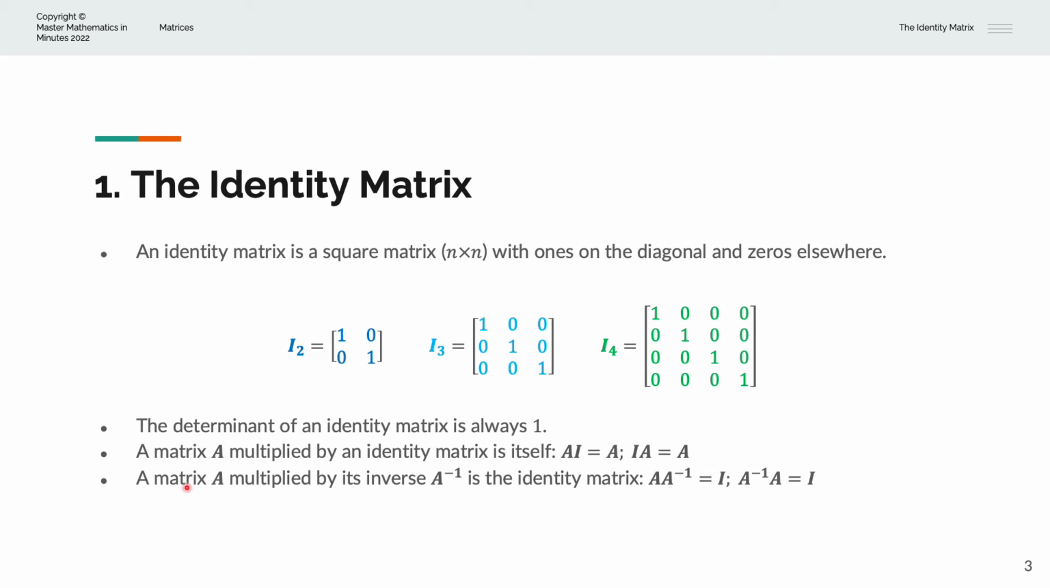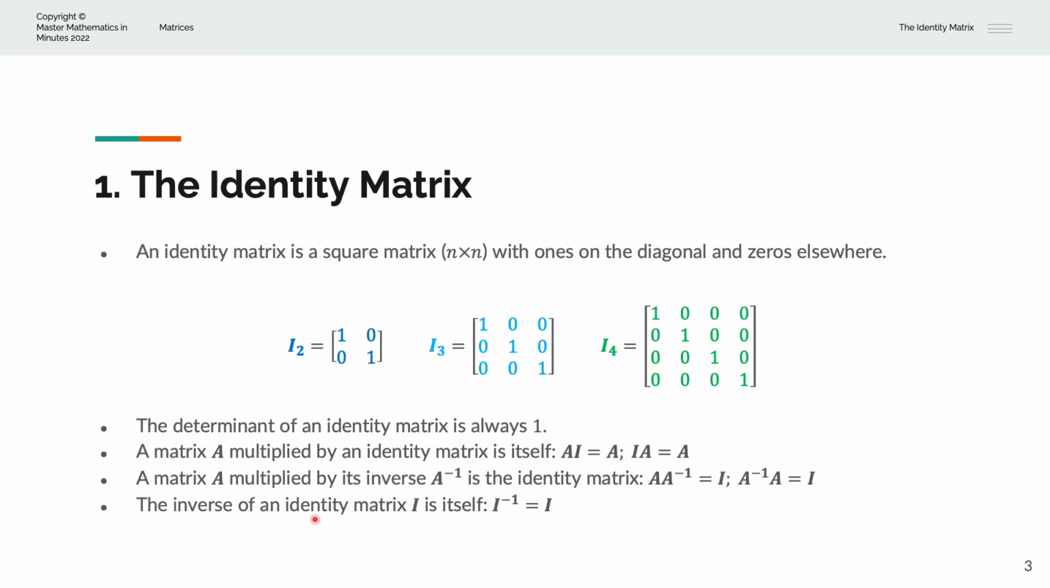And thirdly, matrix A multiplied by the inverse of matrix A will give us the identity matrix itself. So with A multiplied by the inverse of matrix A equals the identity matrix, or the other way around, A inverse multiplied by A equals the identity matrix as well. So once again, it's important to check the order of these two matrices to determine if you can multiply these.